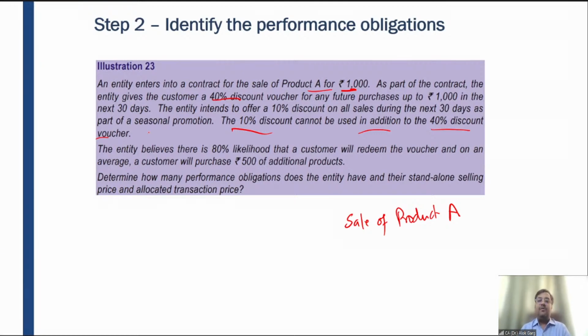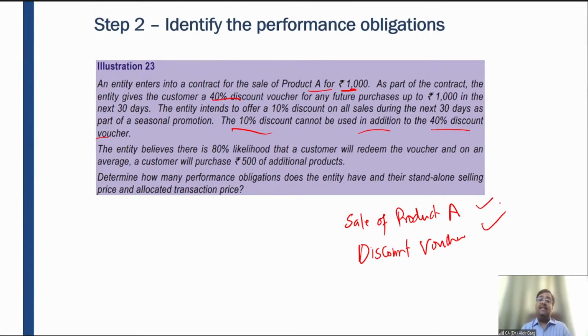So the demand of the question is, first of all, the question is asking about the performance obligations. How many performance obligations are there in the question? There are two performance obligations: sale of product A, and the second one is the discount voucher, or the right to receive discount in future. There are two performance obligations in this contract, right?